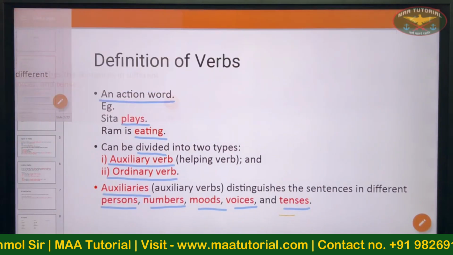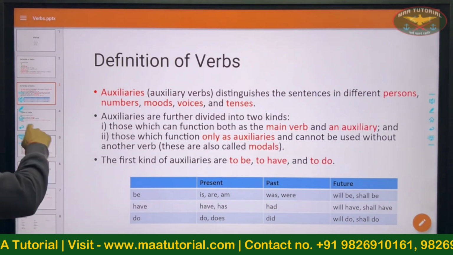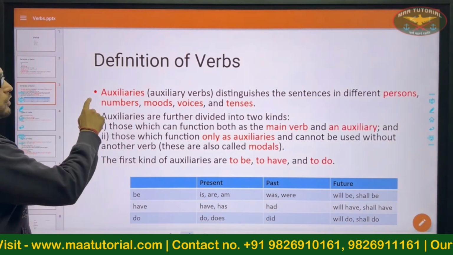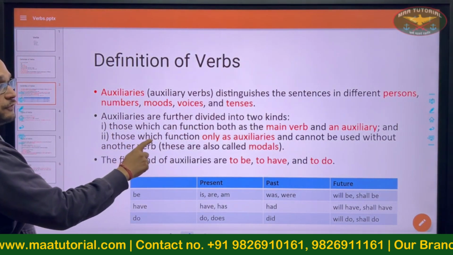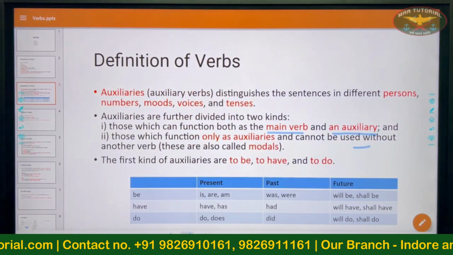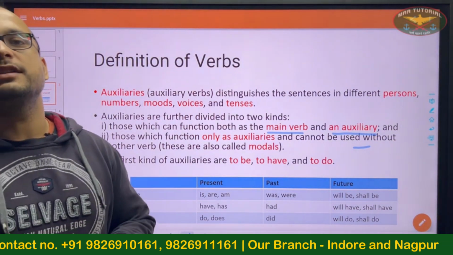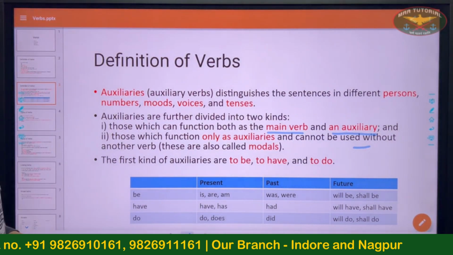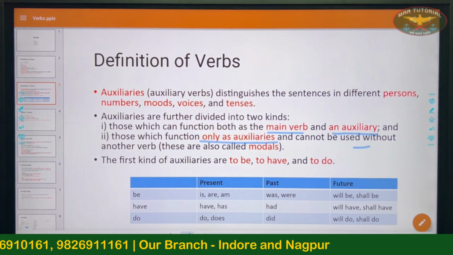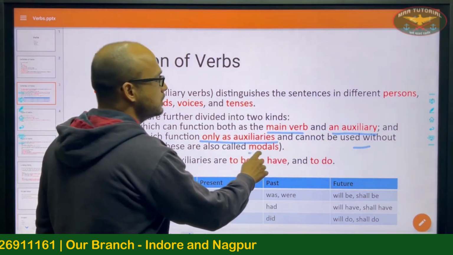We'll move ahead. Auxiliaries are further divided into 2 kinds. These auxiliaries, those which can function both as the main verb and an auxiliary. One kind is where those words can function as the main verb also and an auxiliary also, a helping verb also. And those which function only as auxiliaries. Then there are auxiliaries which will function only as auxiliaries and cannot be used without another verb. These are also called modals. We will cover this today.